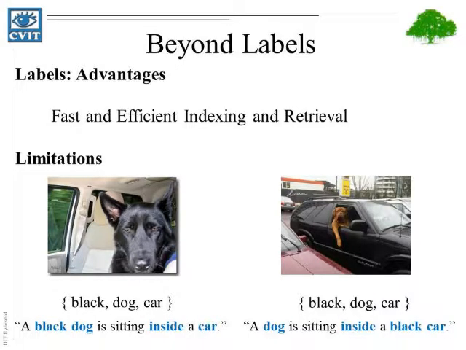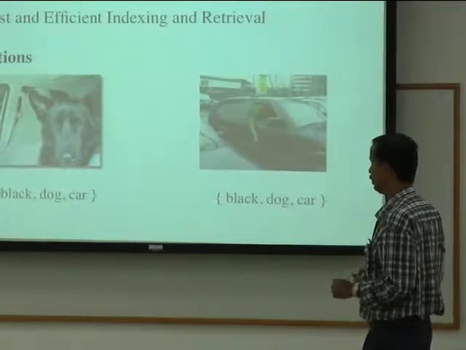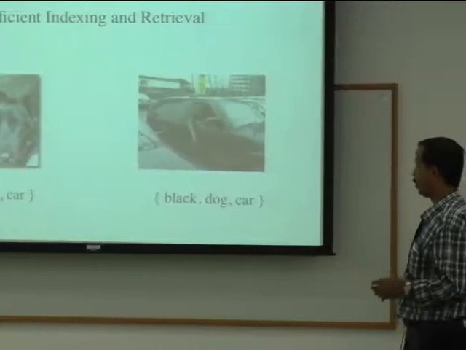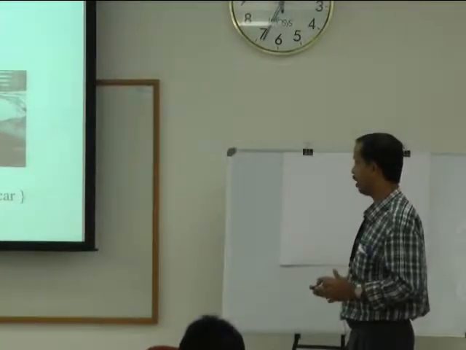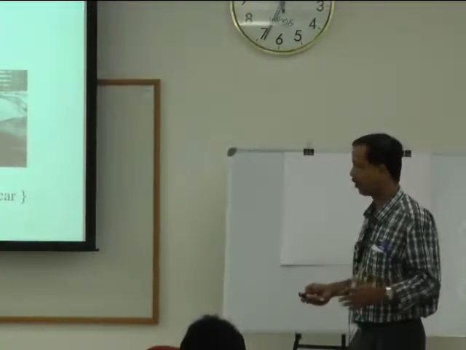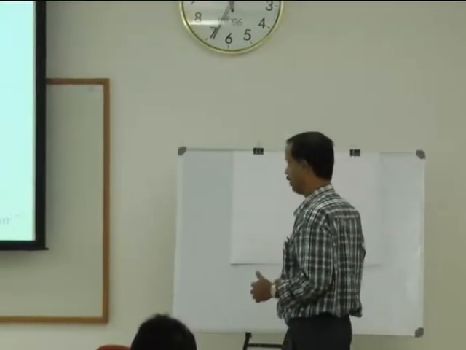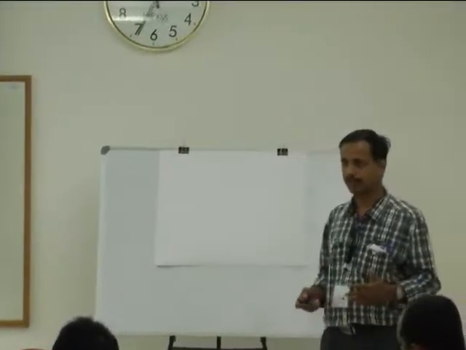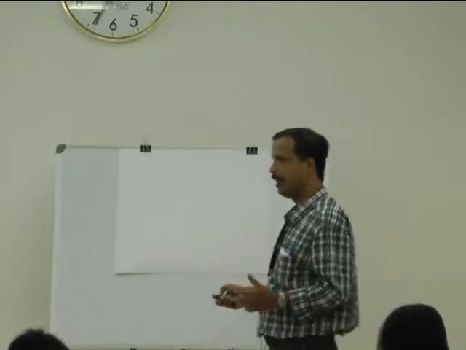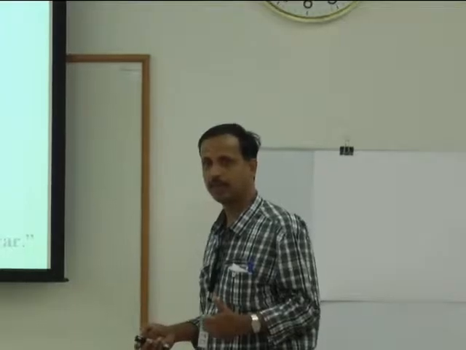Now, we have seen the issue of how you annotate with a keyword. Given this, you can annotate as black, dog, and car, and given this image also, you can annotate black, dog, and car. But a black dog is sitting inside a car and a dog is sitting inside a black car are completely different. So the semantics that you get at this stage is possibly not enough for this problem. And now the question is, how do you go to the next level?